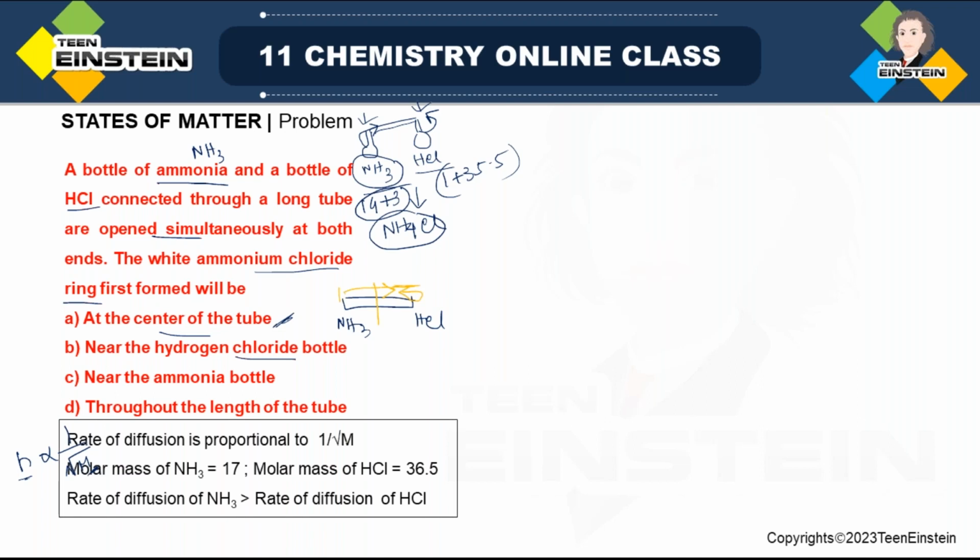So rate of diffusion is proportional to 1 by root over m. Here mass is given: 36.5 for HCl and 17 for ammonia. So the rate of diffusion for ammonia is high because its mass is less. So this should be the correct option. Okay.